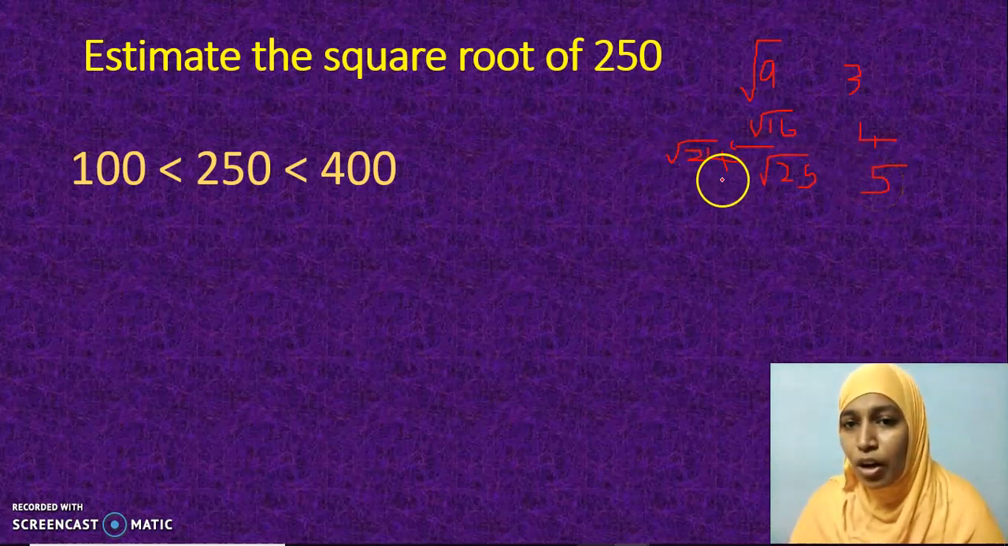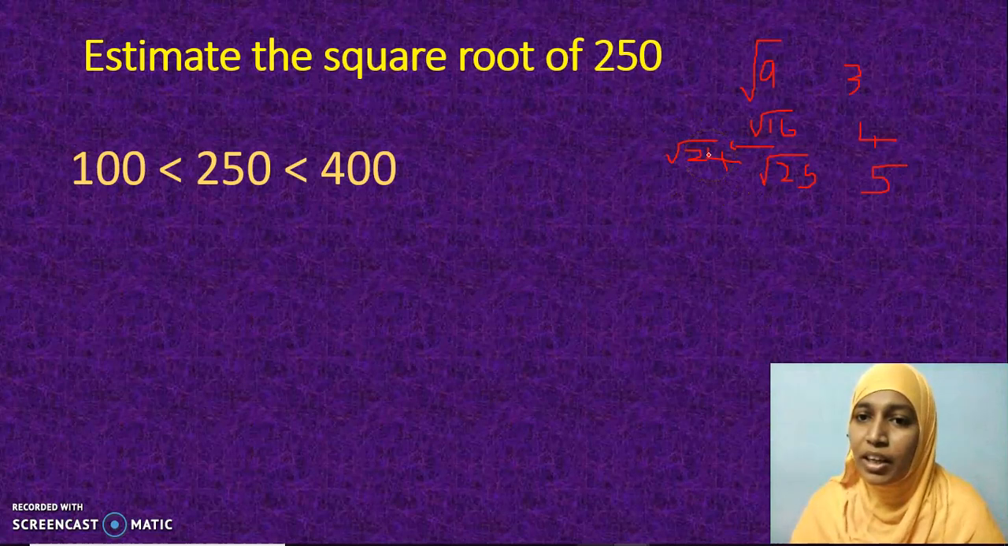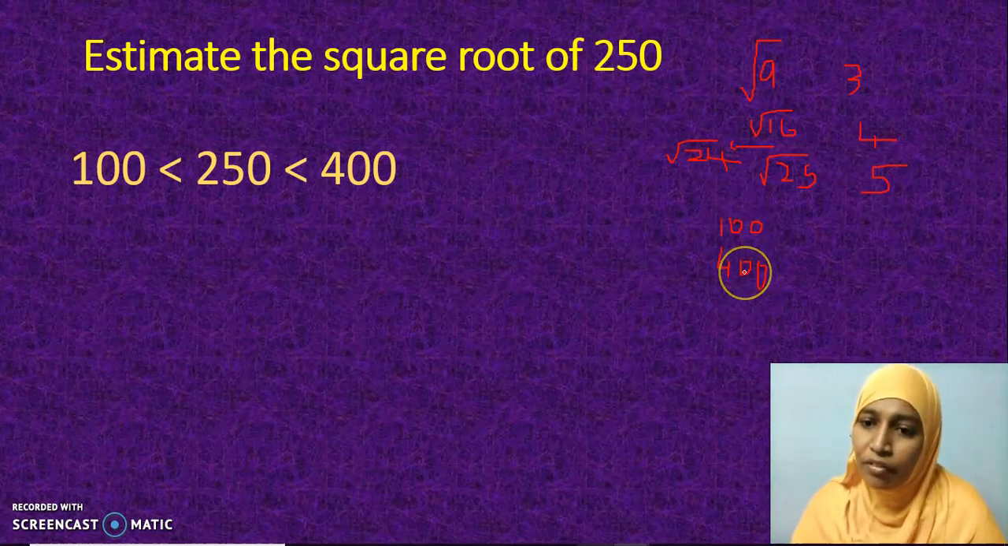So, to estimate the square root of any number, I should find the nearest square number. For 24, 25 is the nearest square number. Similarly, for 250, what is the nearest square number? If I start with 100, 100 is a square number. Is 200 a square number? No. Is 300 a square number? No. Whereas 400, is it a square number? Yes. So I can say this 250 lies between 100 and 400.